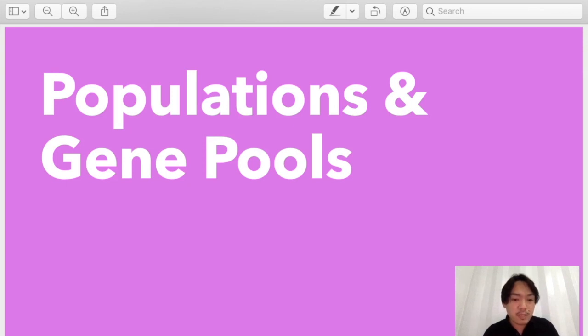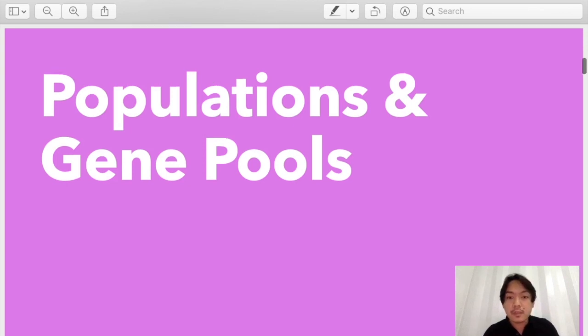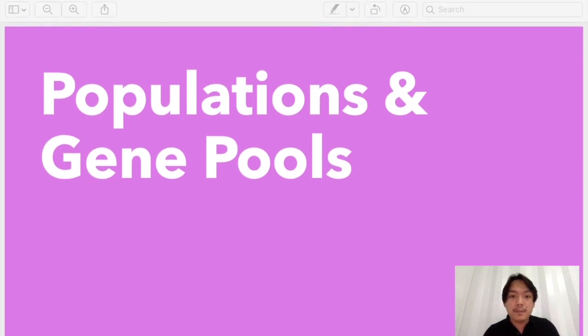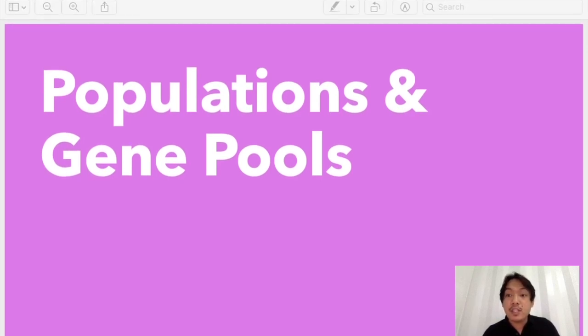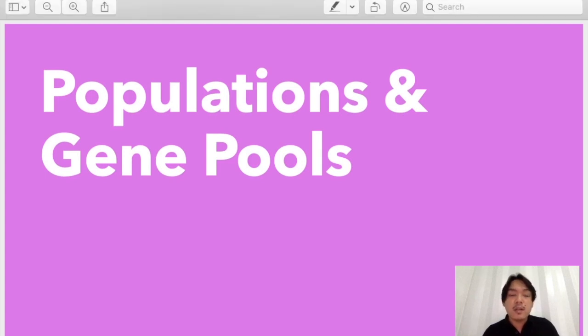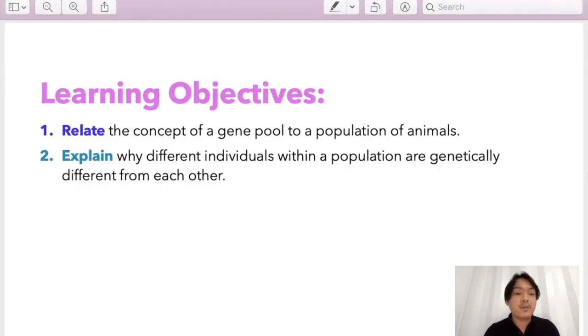What are populations and gene pools? When we say population, these are groups of species that are interacting with each other. Gene pools are the reservoir of traits, the alleles that are present in the population. So what are the learning objectives? We relate the concept of a gene pool to a population of animals and explain why different individuals within a population are genetically different from each other.